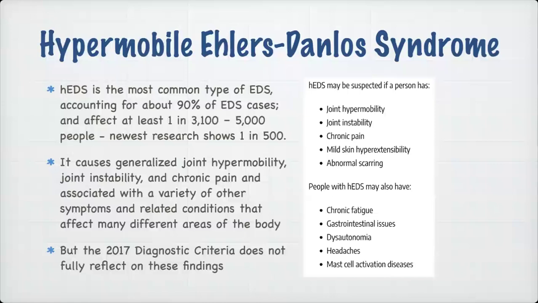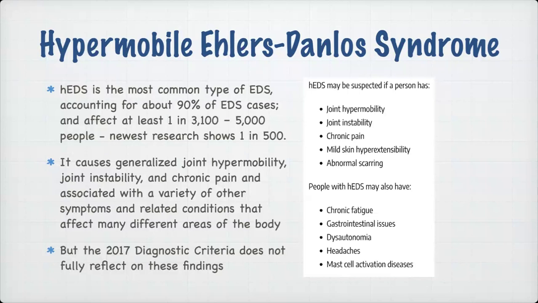Hypermobile EDS causes generalized joint hypermobility, joint instability, chronic pain, mild skin hyperextensibility, and abnormal scarring. But also, there are other related conditions that affect many different areas of the body. Just think of how many of our organs and tissues have collagen. So it may cause chronic fatigue, gastrointestinal issues, dysautonomia, headaches, mast cell activation diseases, and the list goes on.